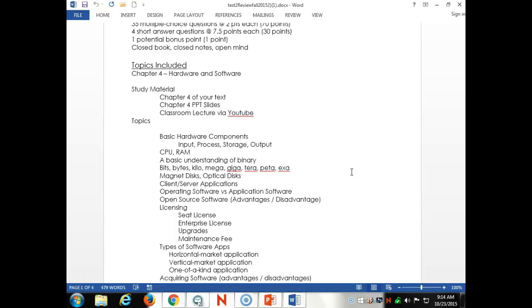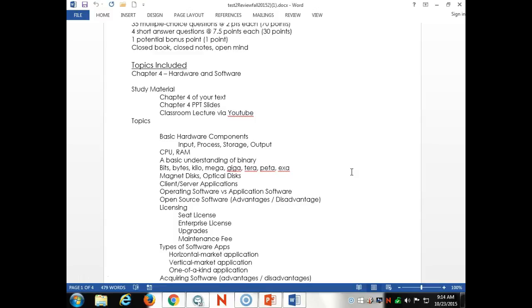And we talked about application software. We went a little further, it's kind of down here, but we talked about horizontal, vertical, and one-of-a-kind applications. So horizontal means what? Horizontal applications means what? That's definitely going to be on there. A few multiple choice, maybe even short answers. That's an important business term. It's not just in IS. It's horizontal.